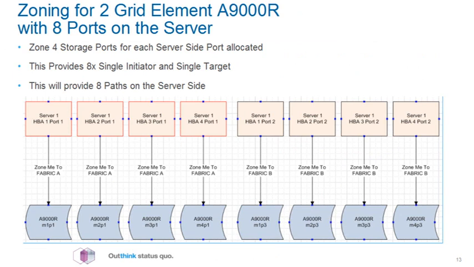Next slide, slide 14, zoning for a 2-grid element A9000R with 8 ports on the server. So here we're doing a 1-to-1. Right, so one port on the server side to 1 port on the storage side. We've got to split out between fabric A and B, and hopefully the diagram makes it very simple from a logical standpoint to see what you need. Again, this isn't meant to provide explicit zoning guidance. It's just to show you what you need to zone together and have visibility between, to assume that you understand how to do the zoning on whatever product you're using. Again, this will provide 8 paths on the server side.